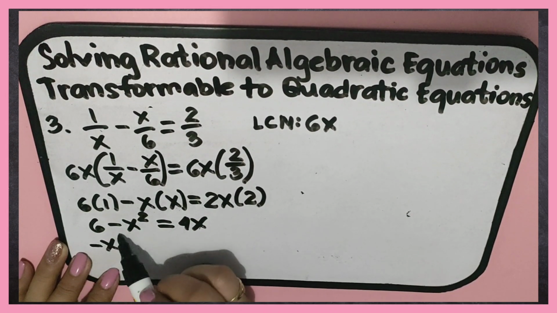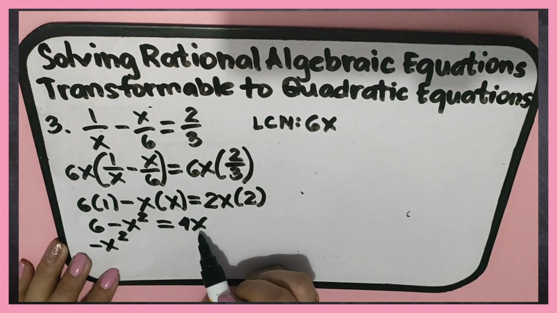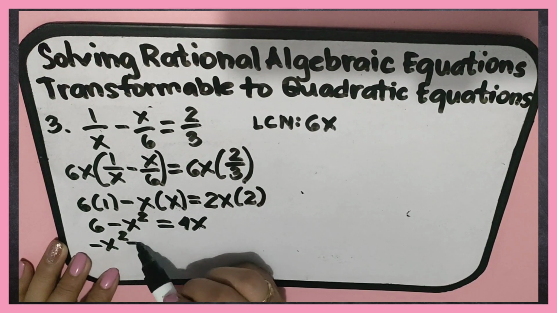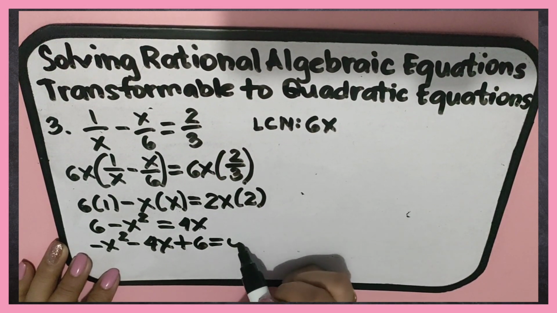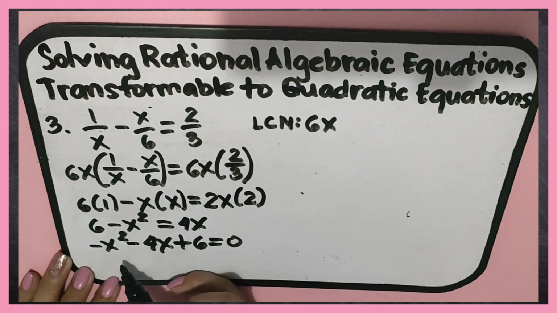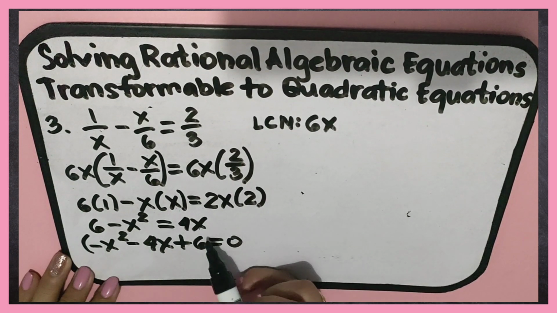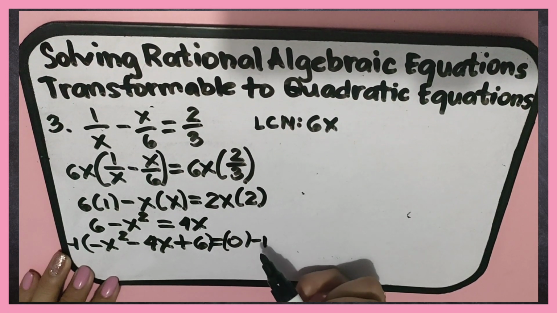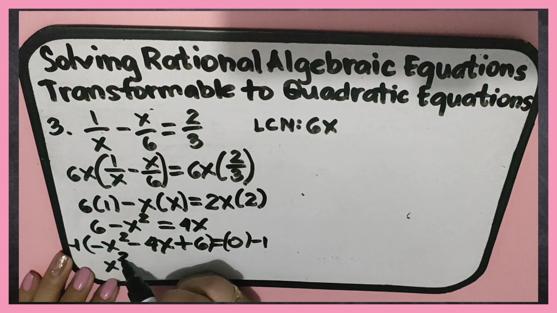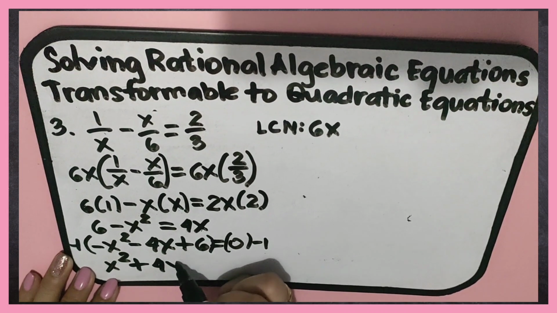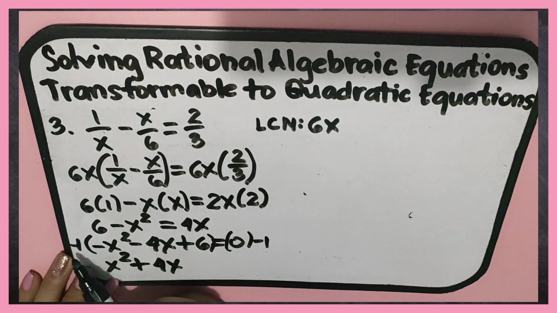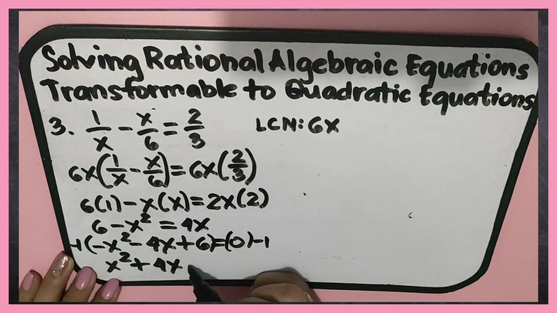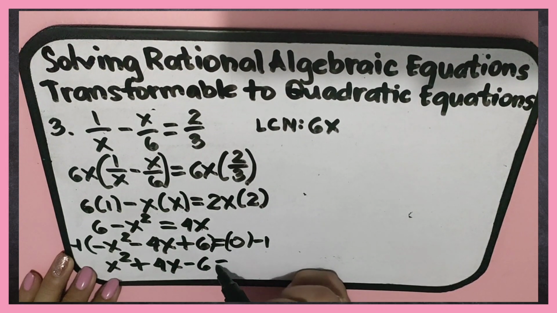So we have negative x squared, then transpose positive 4x to the left side of the equation, so it becomes negative 4x, then copy positive 6 equals 0. So as you can see, the quadratic term is negative, so all you have to do is multiply by negative 1. So we have x squared, and then positive 4x, because negative 1 times negative 4x is positive 4x. Negative times negative is positive. Then negative 1 times positive 6 is negative 6 equals 0.